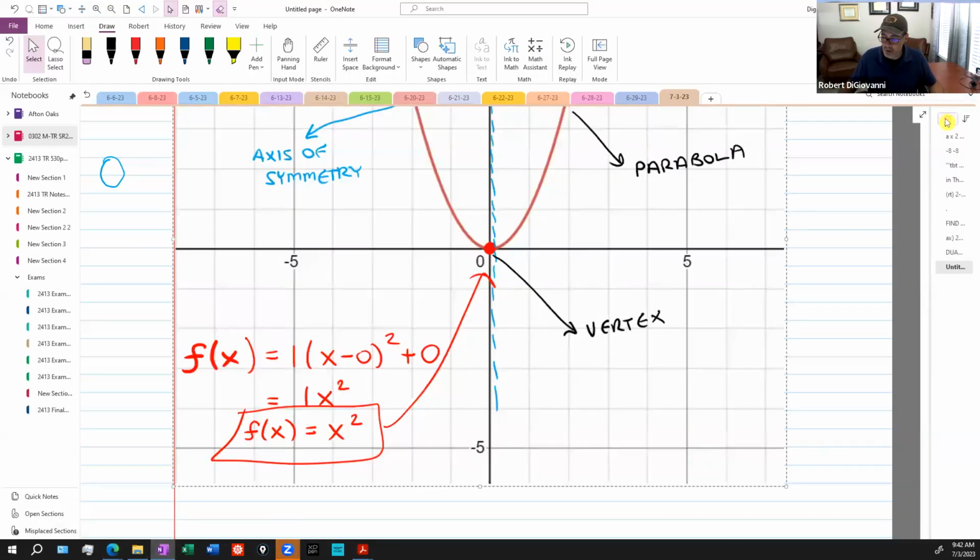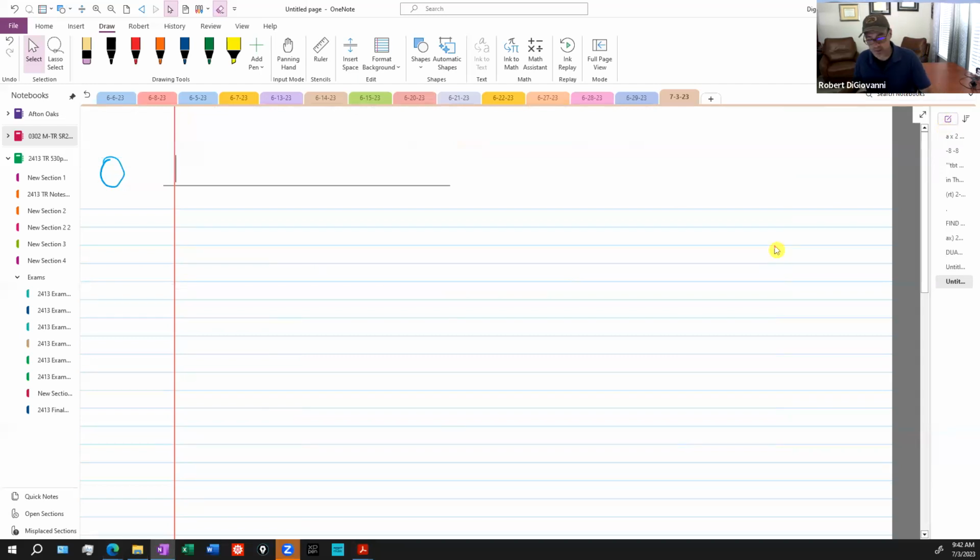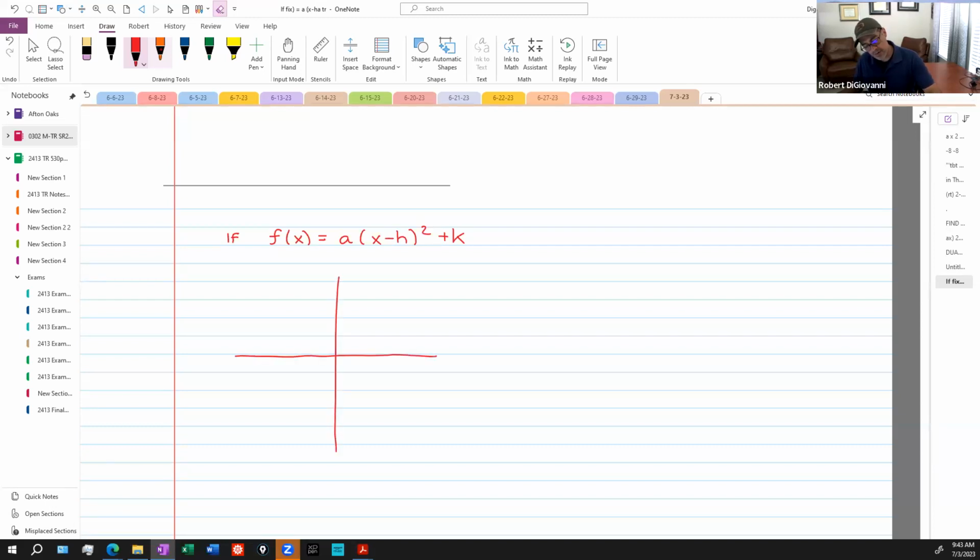So let me write this down. In vertex form, if f of x equals a times (x minus h) squared plus k, then that means we're going to have one of two scenarios.